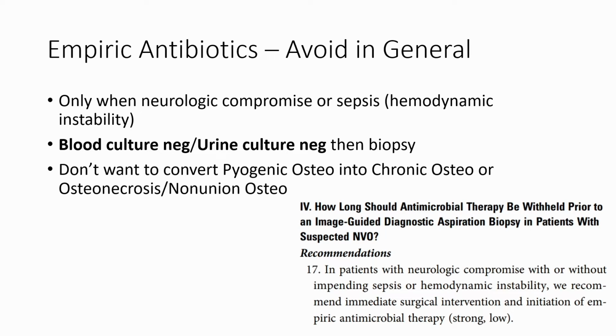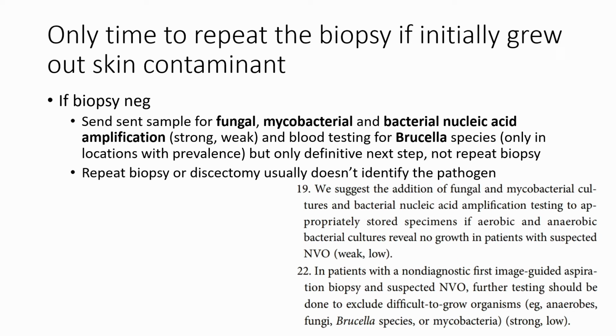In general, if your blood culture is negative and your urine culture is negative, then you get a biopsy. You don't want to do antibiotics before that, because if you can't identify the pathogen, it will affect the prognosis of the osteomyelitis, in terms of getting a cure versus just becoming a chronic osteo case that's refractory to surgical and or medical treatment. So you don't want to convert a pyogenic osteomyelitis into a chronic osteo with non-union of the osteo.